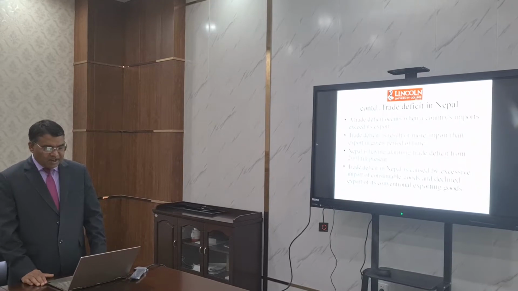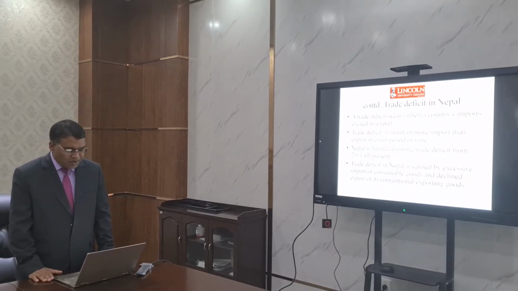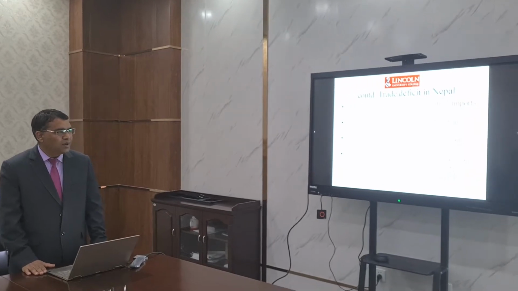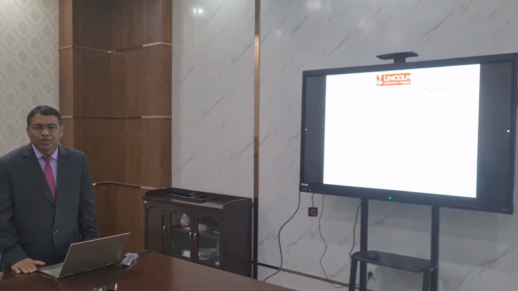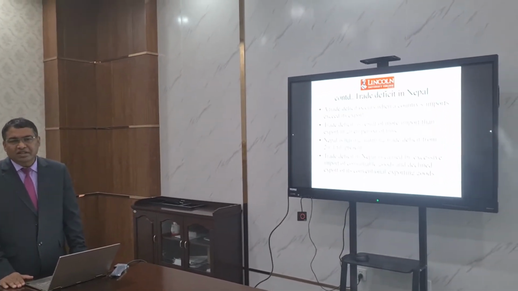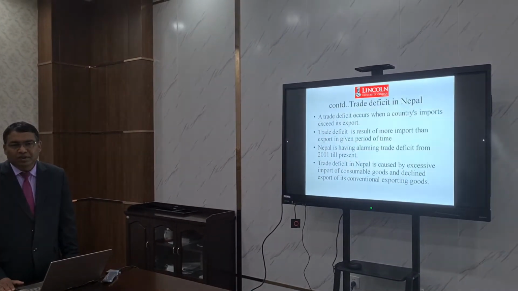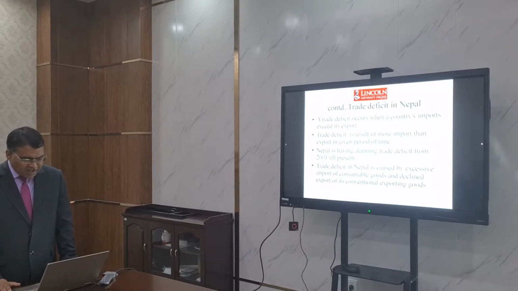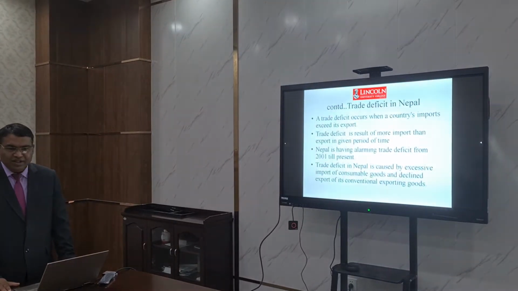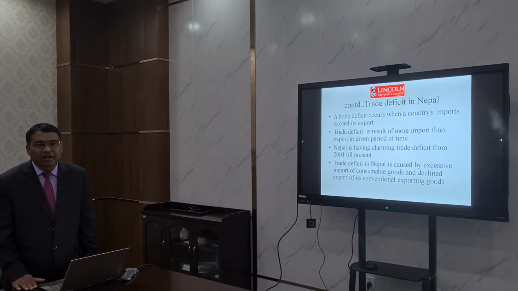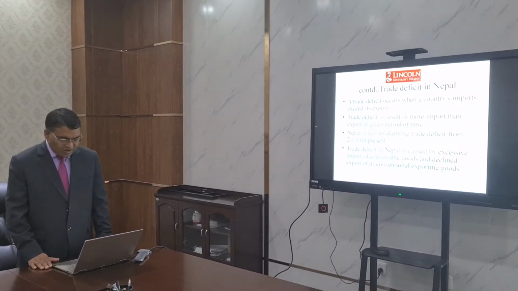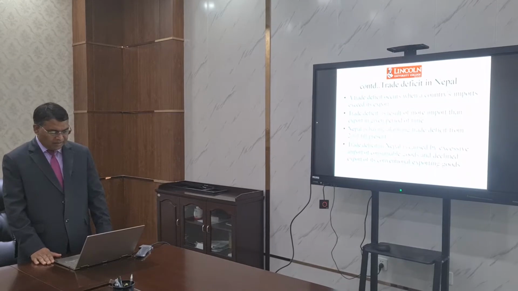Nepal has had an alarming trade deficit from 2001 till present. Despite several efforts that Nepal has made to increase international trade, basically the export of goods from Nepal, it has been seen that the trade deficit has increased. Import has increased and export has been stagnant or decreasing to some extent.